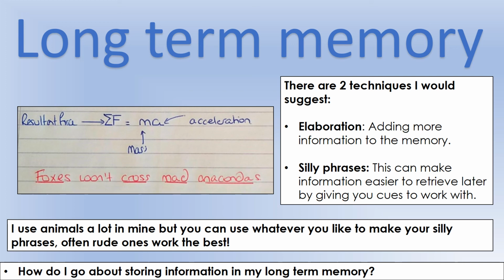So you'll see in mine I use animals a lot because I really like animals. So it really associates well with me. If you're really into football, use football things. If you're really into music, use music things. Use whatever you like that gets it stuck in your head. Often rude ones work the best. No one really knows why. Using swear words, using dirty things, whatever you like, often helps you remember it. As long as you're not saying it in an inappropriate context, who cares what you use to make it memorable?